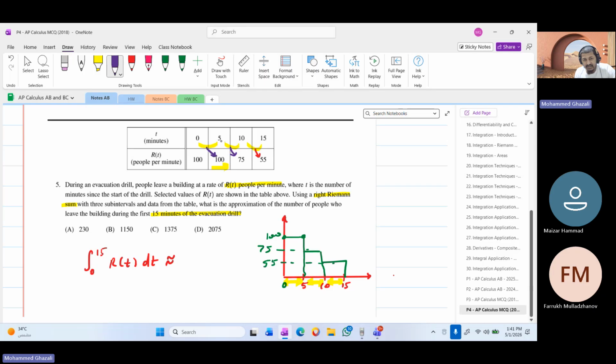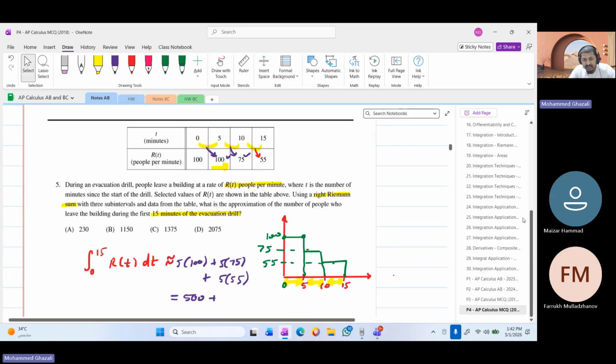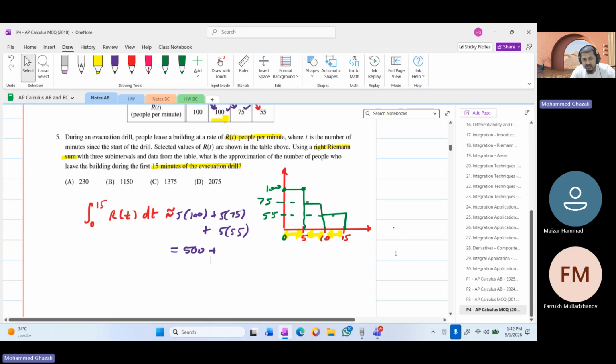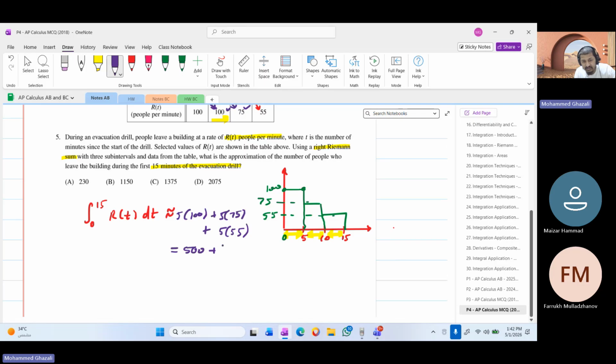So basically it is 5, 0 minus 5 is 5, 5 times 100, plus 10 minus 5 is 5, 5 times 75. You can see I took this value, then 5 times 75, right? Plus 5 times 55. Right, so we're just going to add it up because there's no calculators allowed. So that's 500 plus 5 times 75. We know 4 times 75 is 300, so 375 here, right? 5 times 50 we know is 250, and then 5 times 5 is 25, so 275, right?